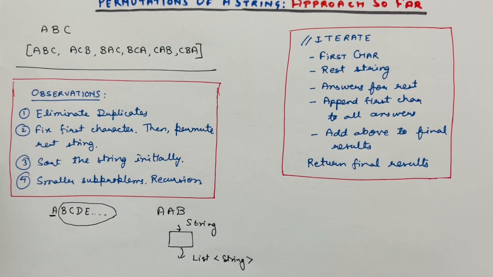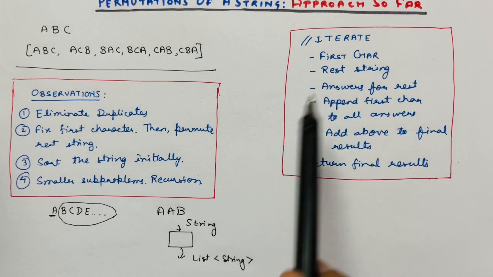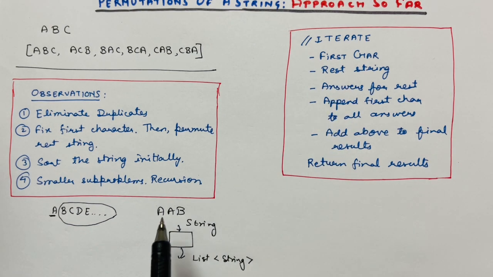Do we see the problem here? Now, remember our first observation was to eliminate duplicates. Let's say the given string was AAB. Then in the second iteration, we will again have the first character as A after we had A in the first iteration.